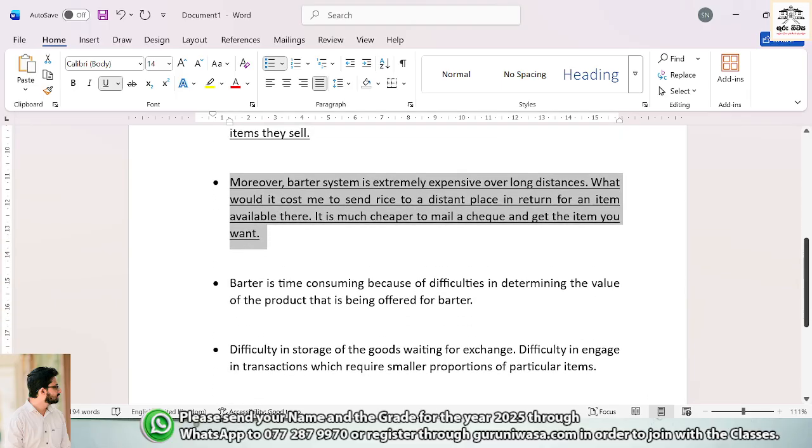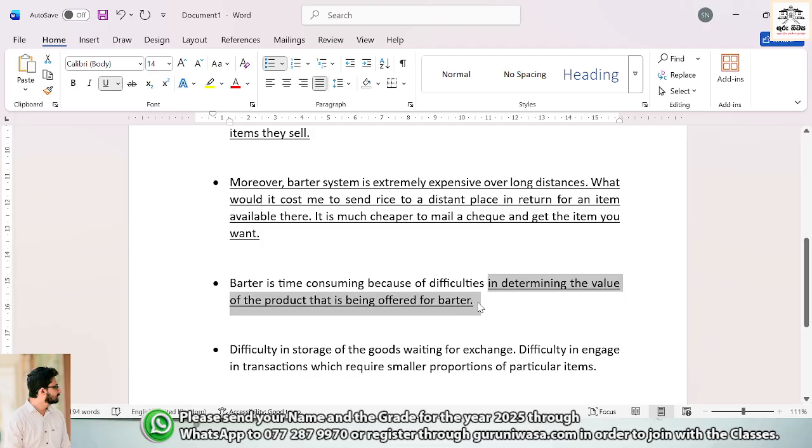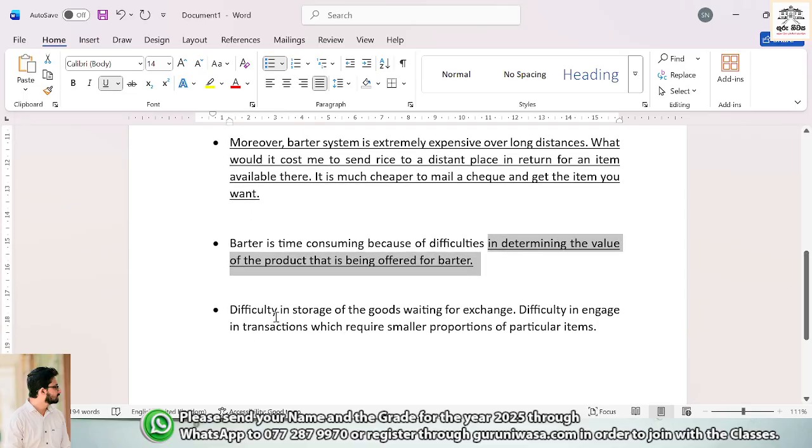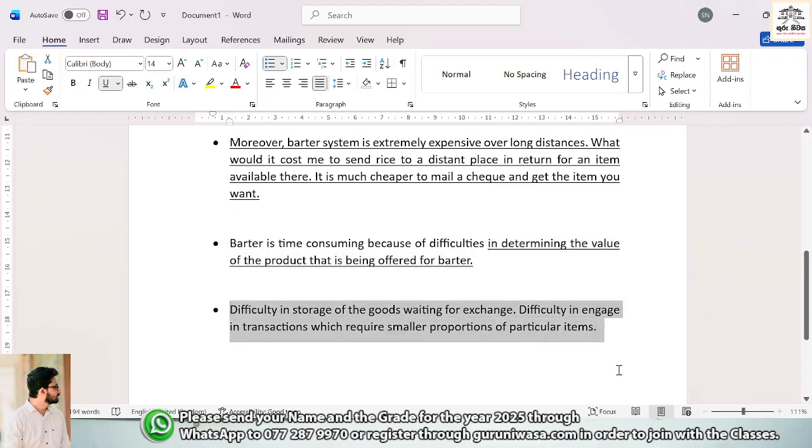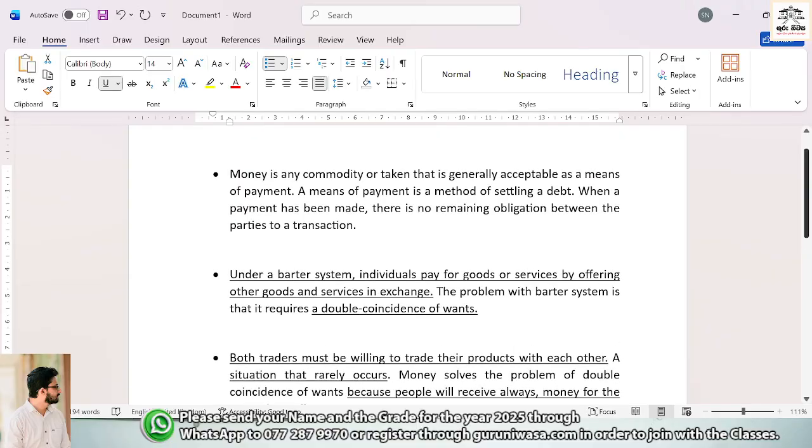Then barter is time consuming because of difficulties in determining the value of the product. This point explains another drawback of the barter system: not having a common rate of exchange, difficulty in storage of goods waiting for exchange, and difficulty in engaging in transactions which require a small proportion of particular items. It's explaining how money has removed these other drawbacks of the barter system.